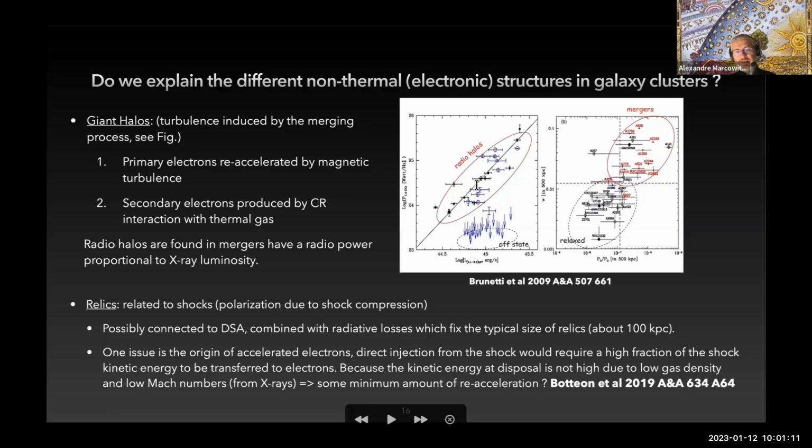So that strengthens this assumption that you have a connection between turbulence and non-thermal emission.